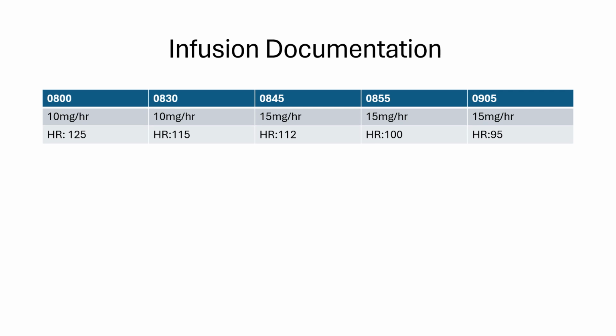So let's take a look at this documentation together. What stands out to you? Well, to me, at 8 o'clock, we started at 10 milligrams an hour, which we should have started at 5, as indicated in the order. We should be increasing by 5 every 10 minutes. But here, as you can see, it was every 30 minutes, 15 minutes, and then eventually 10 minutes. We did eventually increase by 5 milligrams an hour, as indicated in the order.